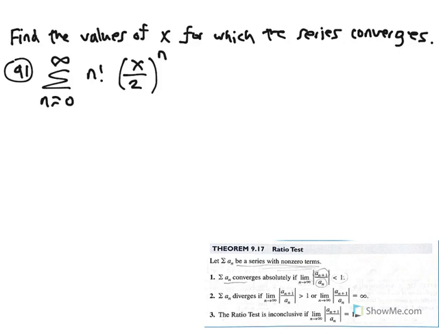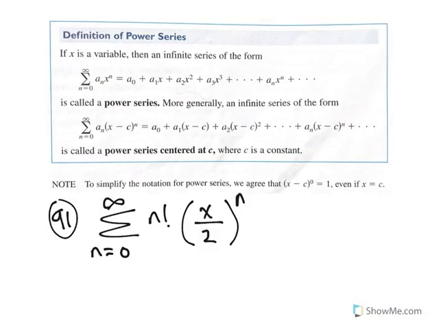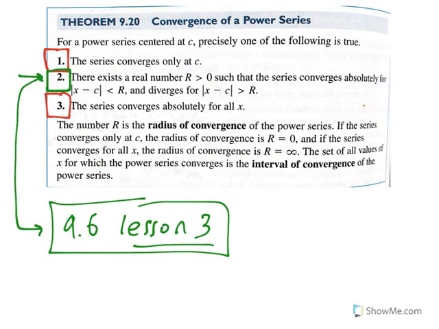So here we look at number 91. Find the values of x for which the series converges. You can see that our power series for number 91 is centered at c equals 0 because we don't have x minus any particular number. Number 91 will demonstrate that this series converges only at its center, only at x equals 0. Case 1 of theorem 9.20.